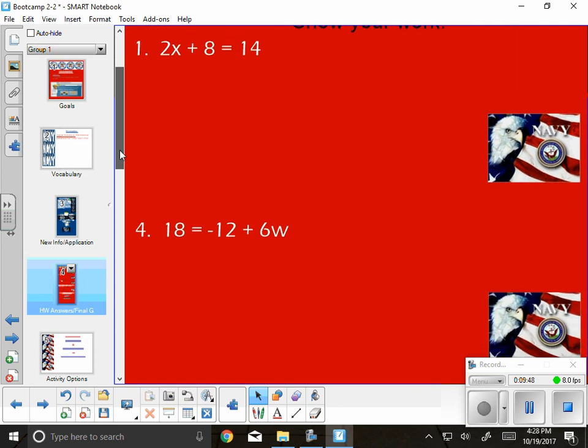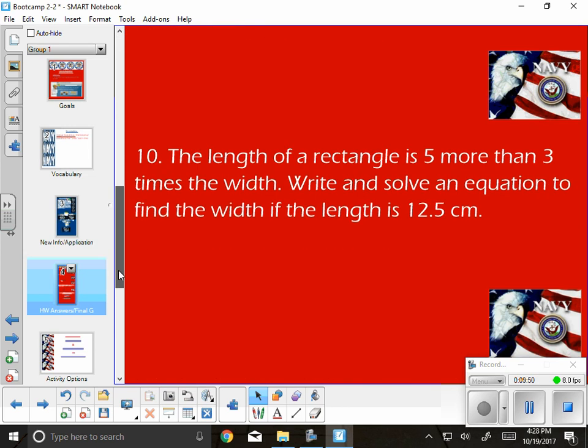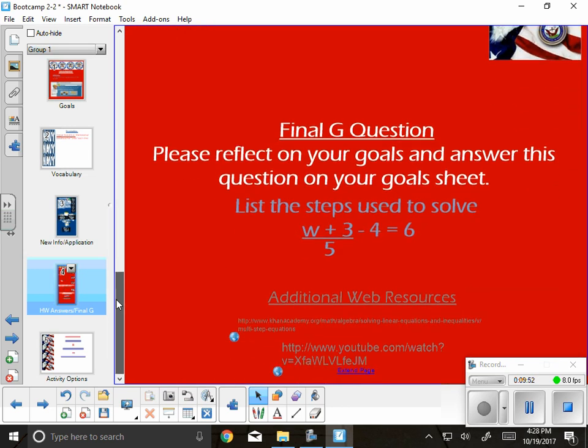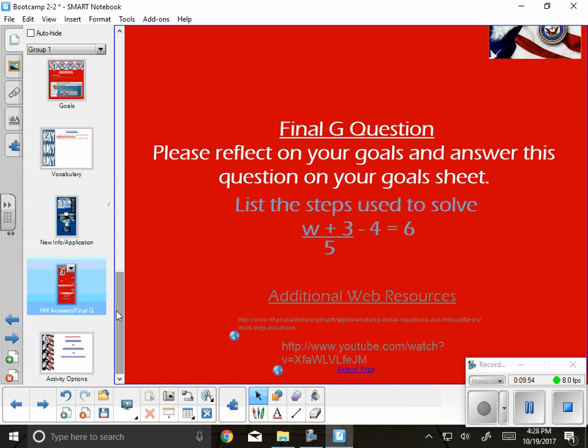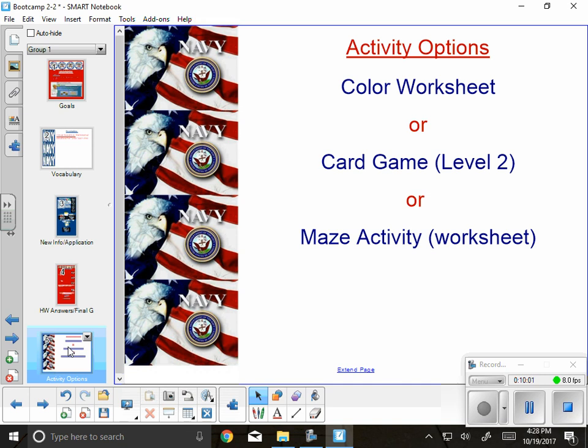As you can see, we have our questions right here. We're going to go through these as a class, and if you scroll all the way to the bottom, you will see that we have the final G question that you're going to want to answer on your goal sheet. And then from here, you can go ahead and look at your activity options. We have 3 different ones. There's the color worksheet, the card game, or the maze activity.